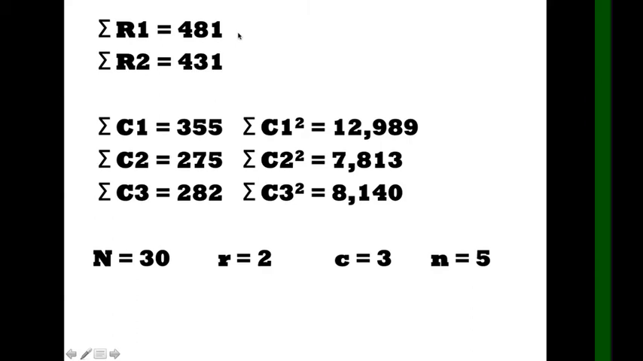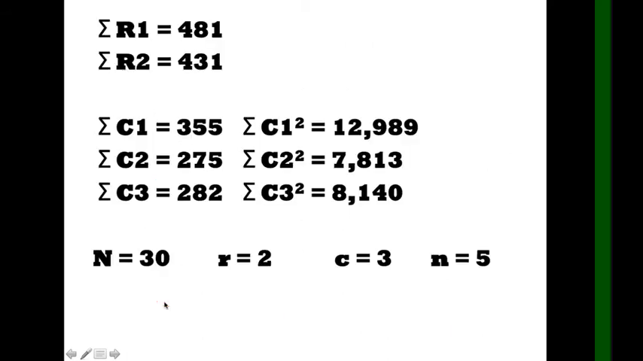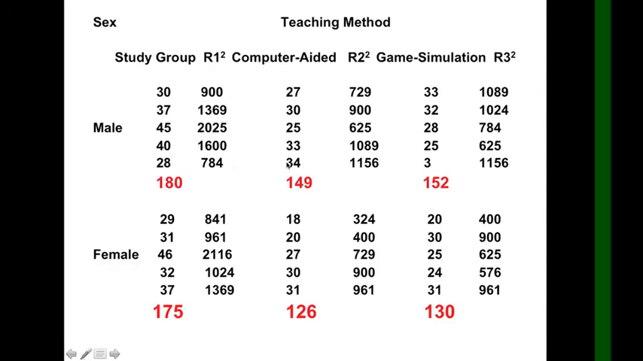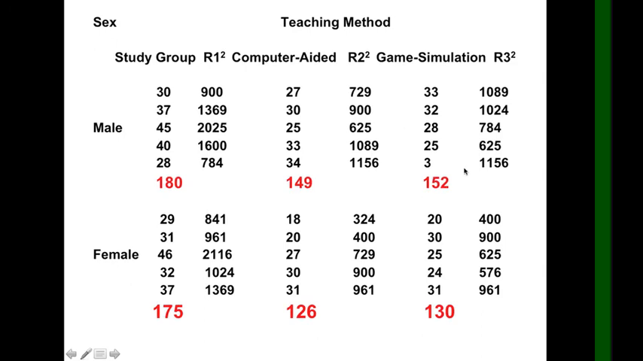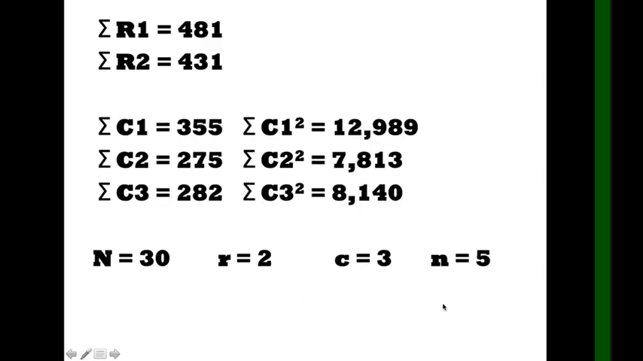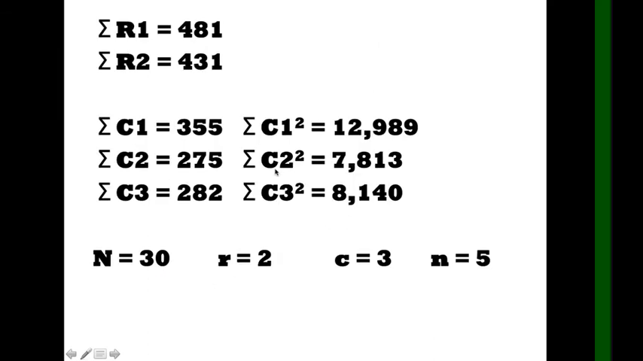For the summation of C1, that is the total of this study group. So 180 plus 175 is 355. And then summation of C2, 149 plus 126. Summation of C3 is 152 plus 130. For the summation of C squared, you need to add all of this. So that is C1 squared, C2 squared, and C3 squared.